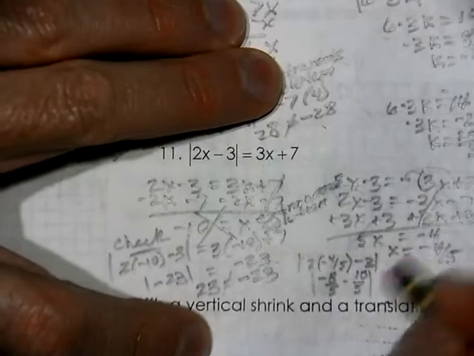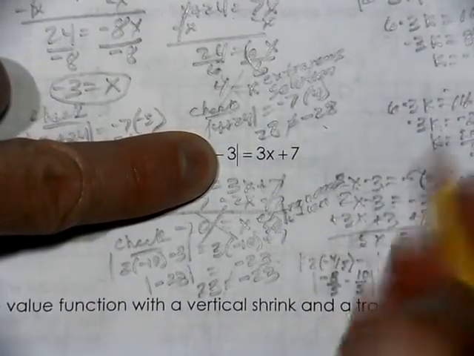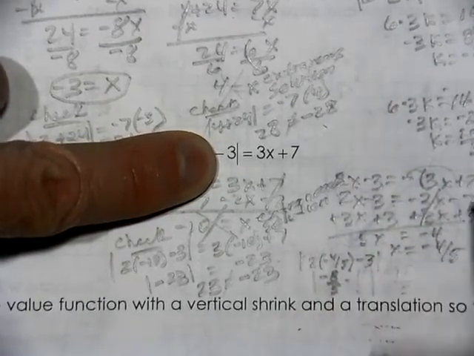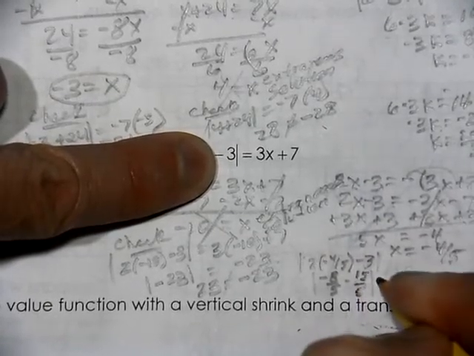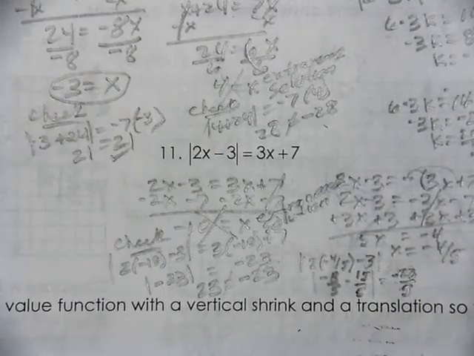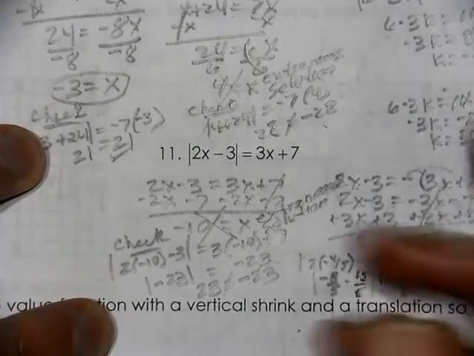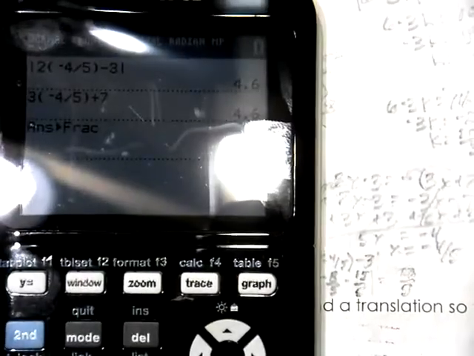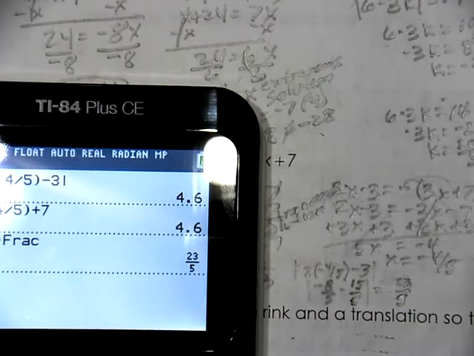Well, of course it's 18/5, but the number should have been a 3. So with a 3, it would have been 15/5, which is negative 23/5. And the absolute value would make that a positive 23/5. And that's what we found when we did our calculations in the calculator.